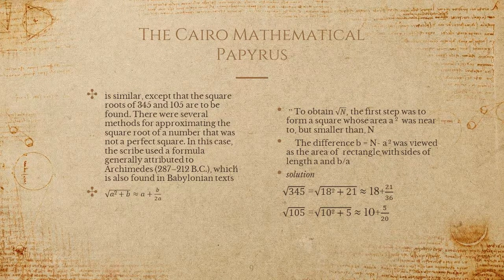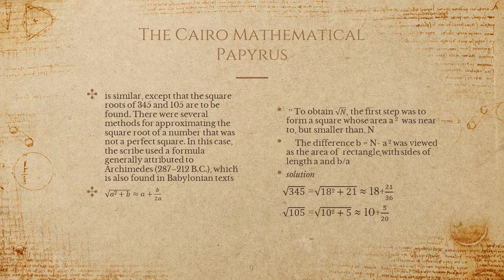The second problem is similar, except that the square roots of 345 and 105 are to be found. There are several methods for approximating the square root of a number that is not a perfect square. In this case, it is described as a formula generally attributed to Archimedes, which is also found in Babylonian texts.